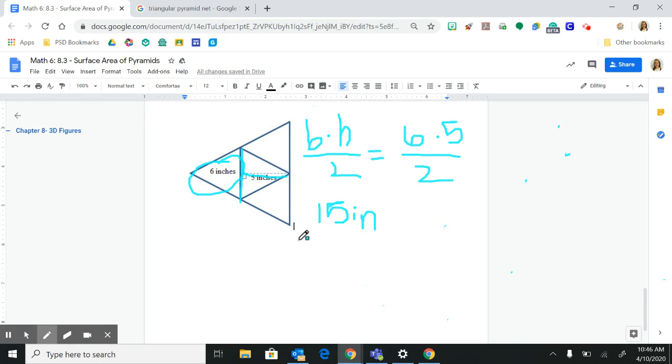So what we're going to do is multiply this by 4 because we have 4 triangles. So we're going to have to multiply our area by 4, and that will give us our total surface area. So 5 times 4 is 20. And 4 times 1 is 4, plus 2 is 6. So we know that the total surface area is 60 inches squared.